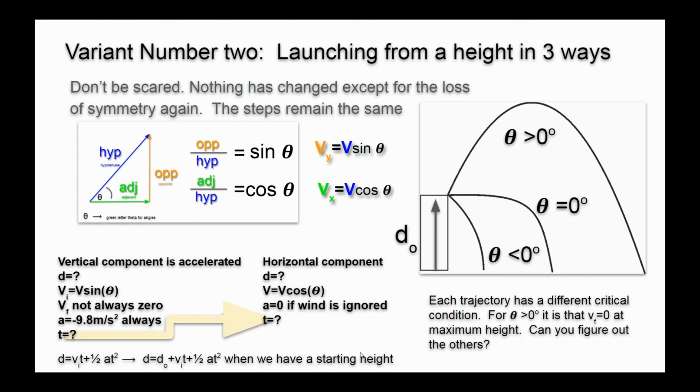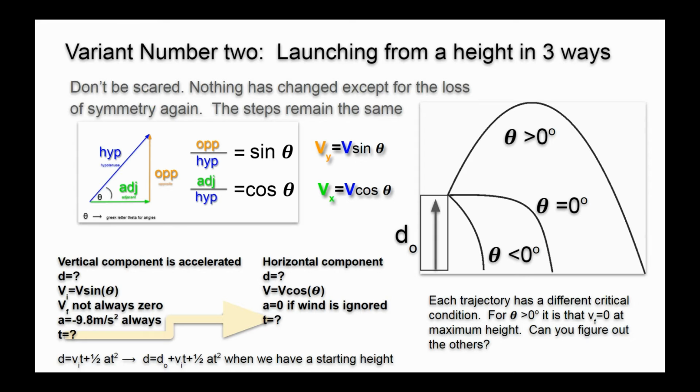Now we're going to change it up a bit. We're going to launch from a height. We launched from the ground and struck a height. Now we're going to launch from a height at 3 different angles. In all cases, everything is the same.